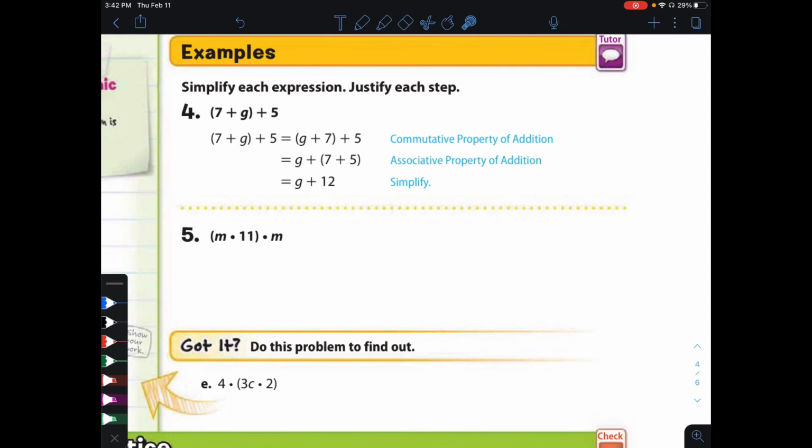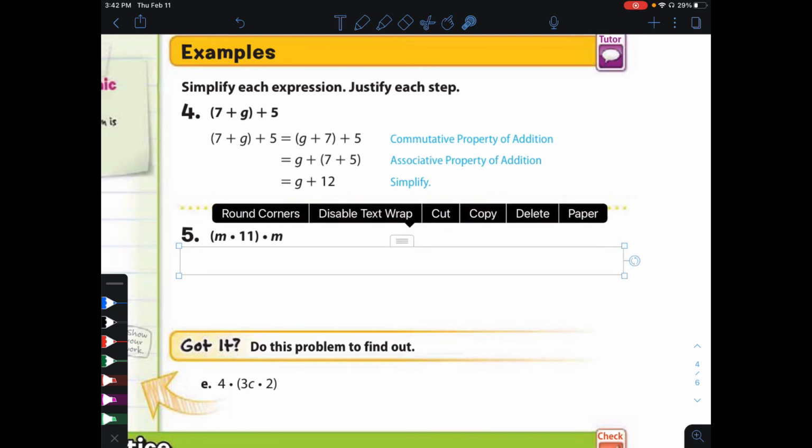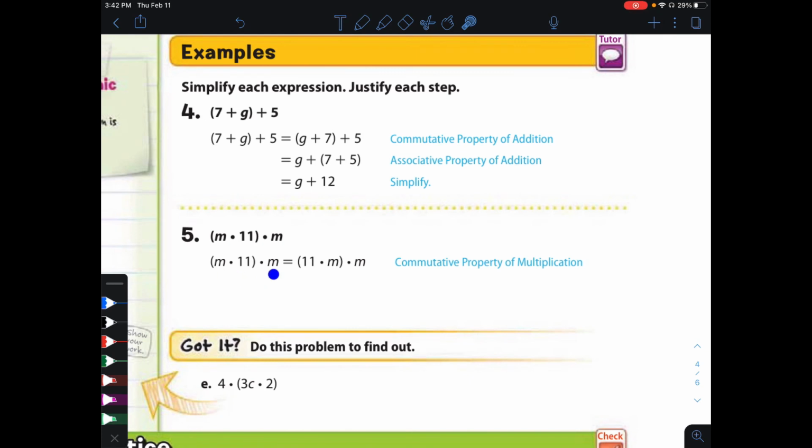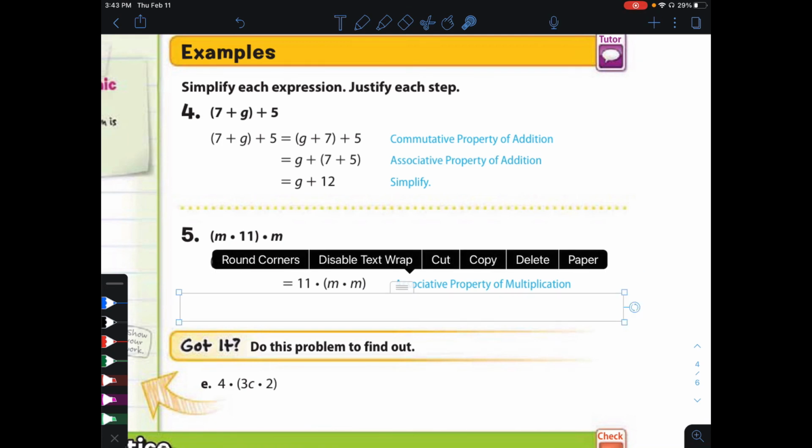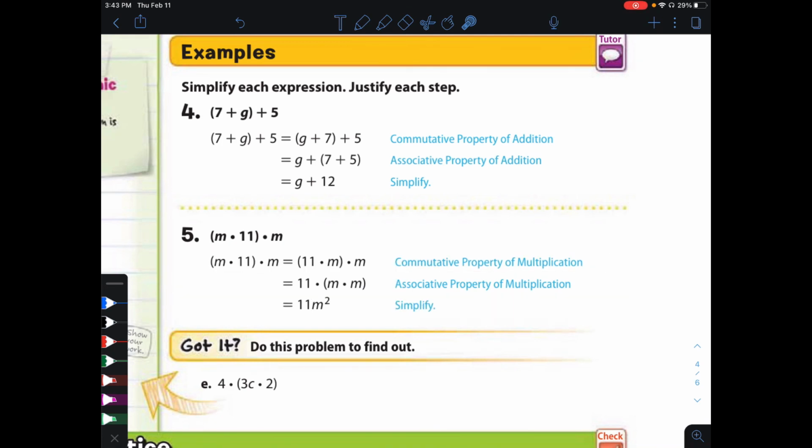Finally, example number 5, m times 11 times m. Okay, again, we rewrite this down here. So this becomes m times 11 times m. Using the commutative property of multiplication, we change the order of m times 11 to 11 times m times m. Then using again the associative property, we change the grouping from 11 times m to m times m. And we know that m times m is the same as m to the second power. So the simplest form of this expression is 11m squared.